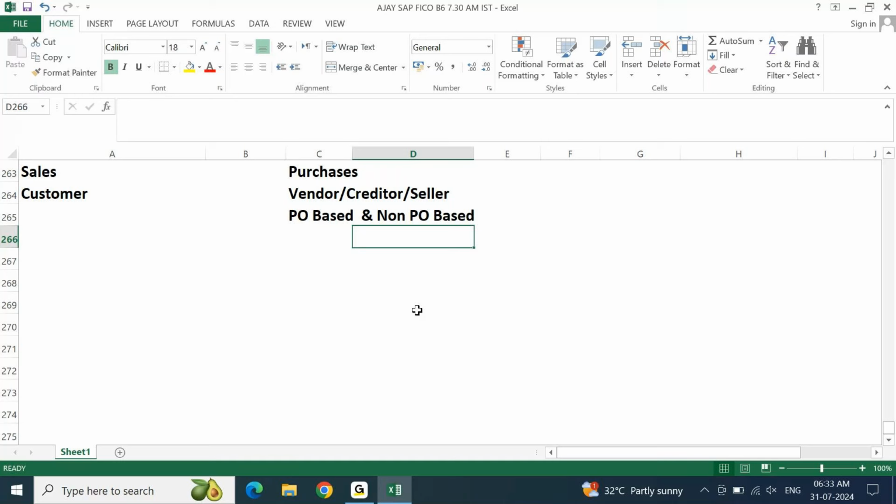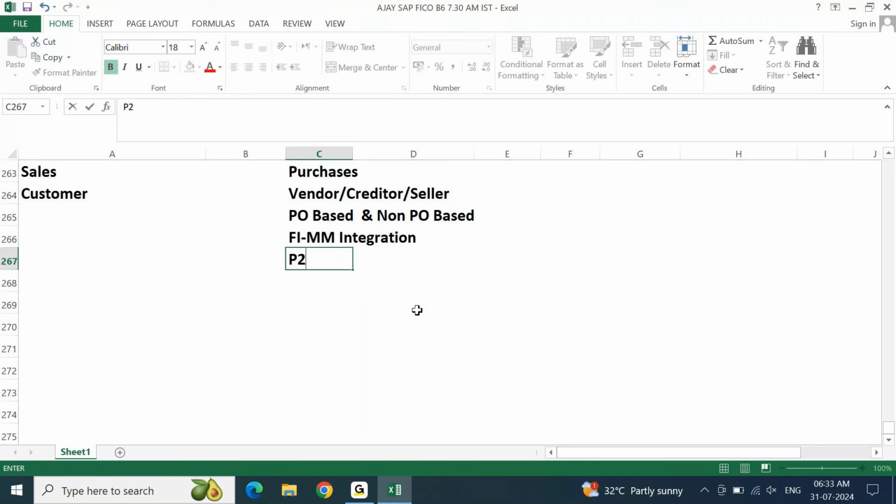And you would have heard something called FI-MM integration or the P2P cycle. This is all related to purchases. In short, the moment you talk about vendor, the moment you talk about AP, accounts payable, it is purchases.